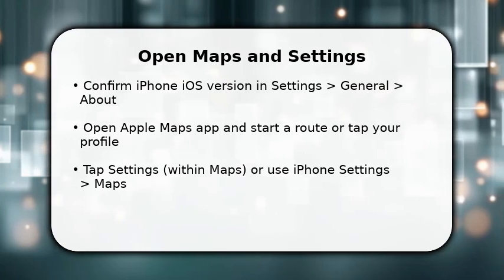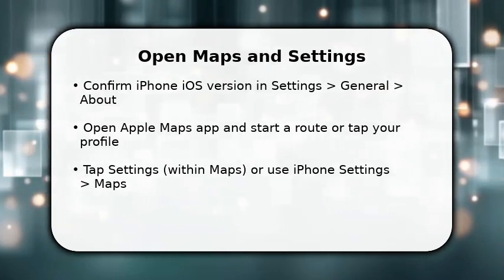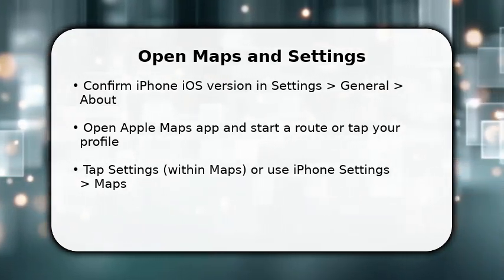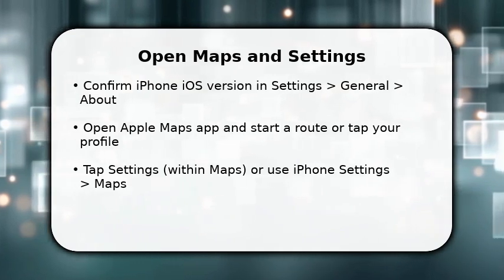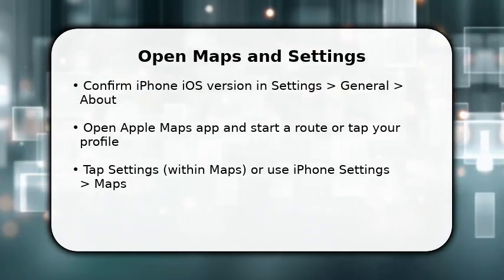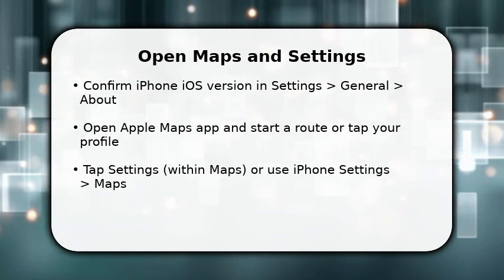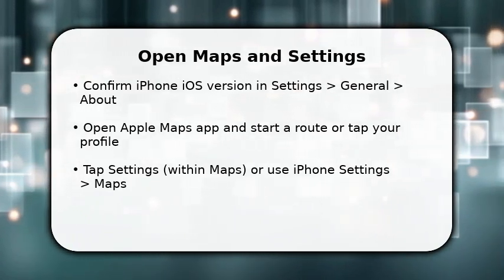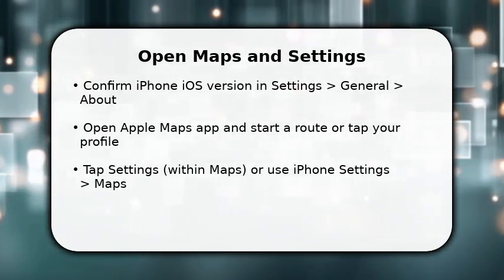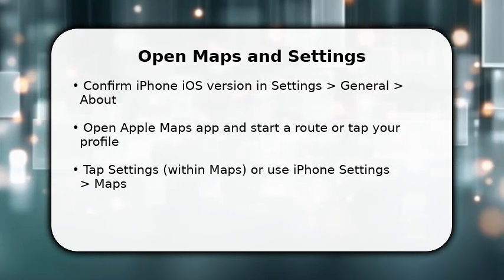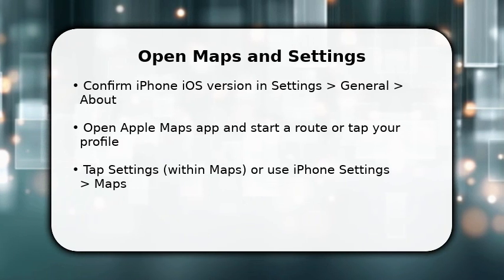Enjoy the video. You'll start by making sure Maps and iOS are ready. Open Maps and either begin a route or tap your profile to reveal options. Once done, go into Map Settings, alternatively open the main Settings app and choose Maps. You do this because the voice controls live in Maps preferences, not always inside a route screen.